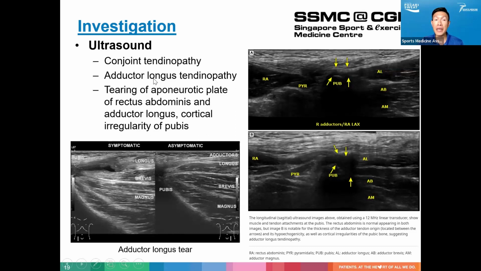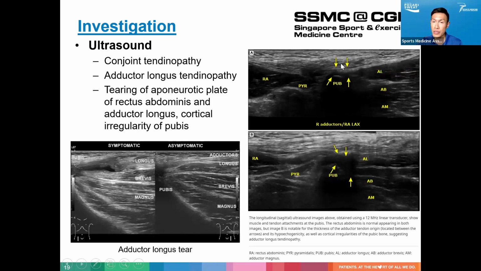Yeah. What we may see, however, is things like conjoint tendinopathy, adductor longus tendinopathy, or tearing of the aponeurosis along that region. So if I could show you this picture, this is actually a long axis of the pubic symphysis. Up here we have the rectus abdominis inserting into the pubic bone, and then here we have the adductor longus. This is the normal right side, and this is the abnormal left side.